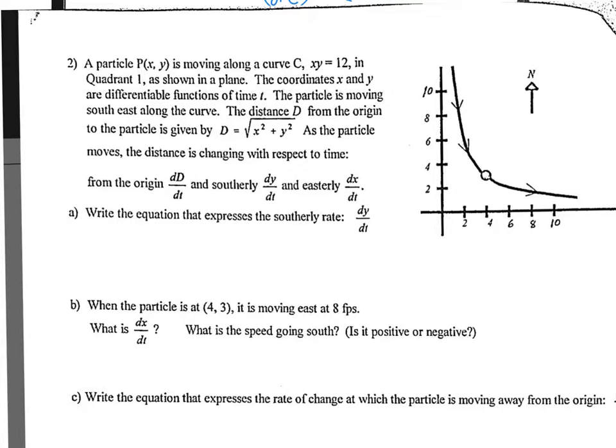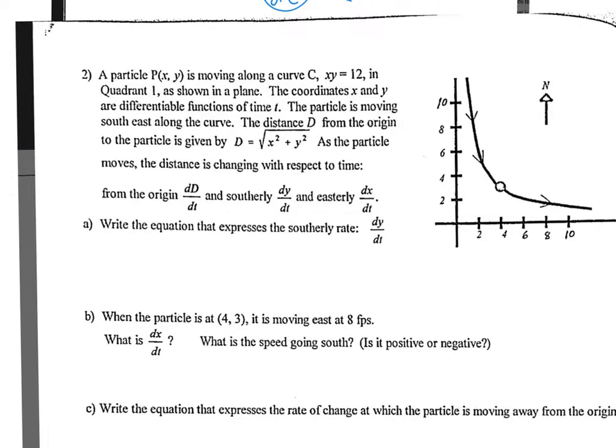So we have xy equals 12. Most of the time, you write this as y equals, so this is y equals 12 over x. It's a nice little rational function. You did a lot of those in Algebra and Precalculus.